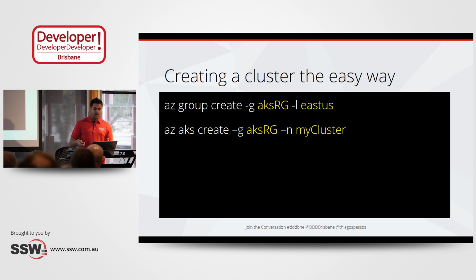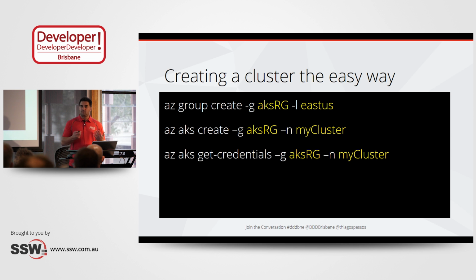So AKS create, I'm going to name the resource group and the name of my cluster. And that's it. Off I go, right? So the only thing that I need to do next to start playing with Kubernetes is bring my credentials to Kubernetes locally, my certs and stuff. And that's just a single command as well. And now I can start playing with the Kubernetes CLI and all that locally. Okay? Is that easy? Cool.